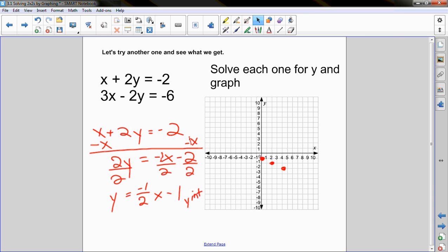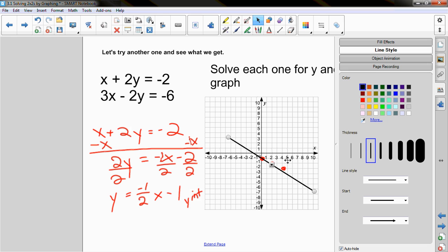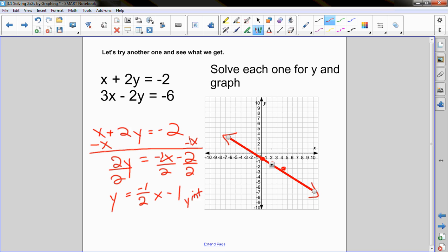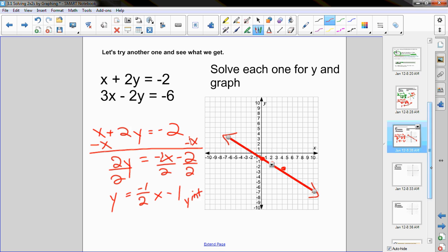Again, it has a negative slope, so it should be going downhill. Whoops, that's not very good. I've got to straighten it up a little bit. And then we will make it red and a thick line. And we'll put some arrows on the end of it. Good so far? Let's go to the other one and solve the other one.